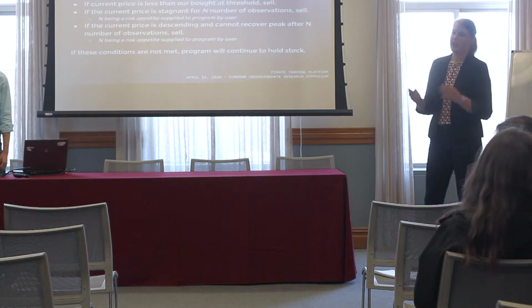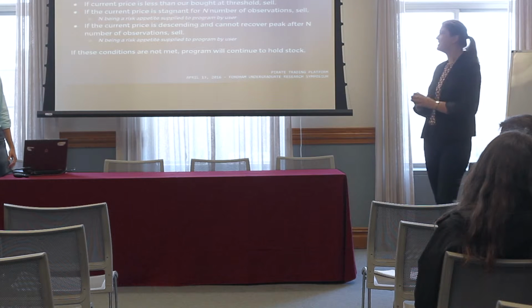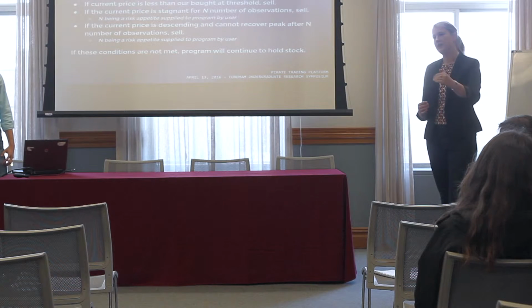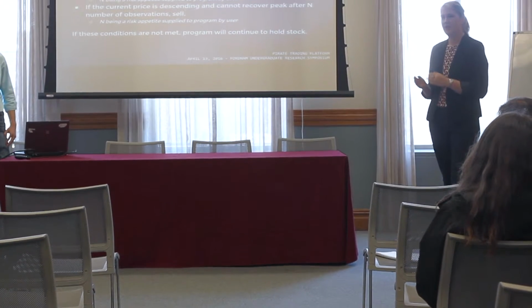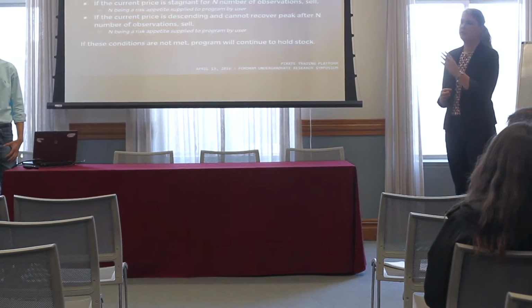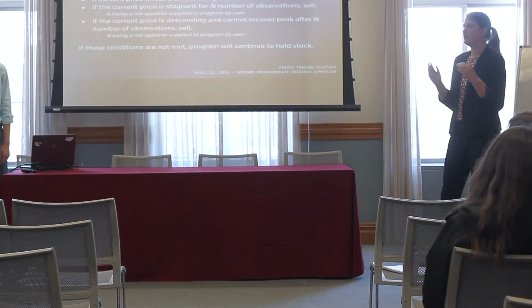After a stock begins to decline, after X number of observations, it's a different risk appetite. So after a certain amount of observations, if the price has not rebounded, we're going to sell. If the price has bounced back and is continuing to go upwards, then we continue holding it.